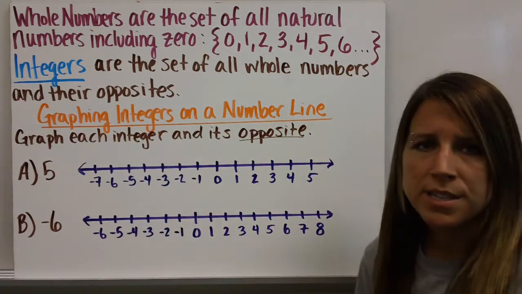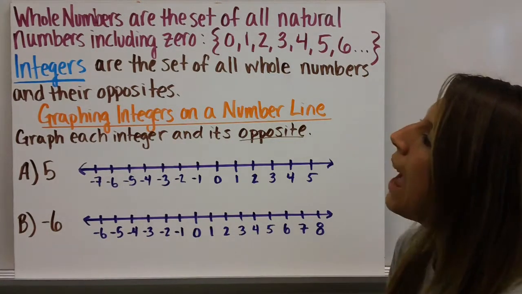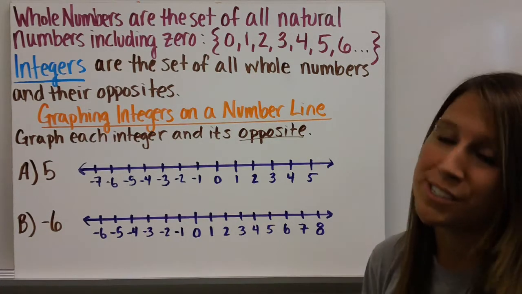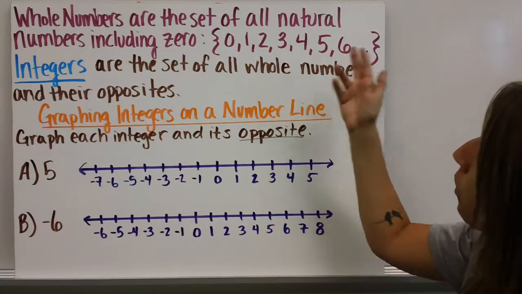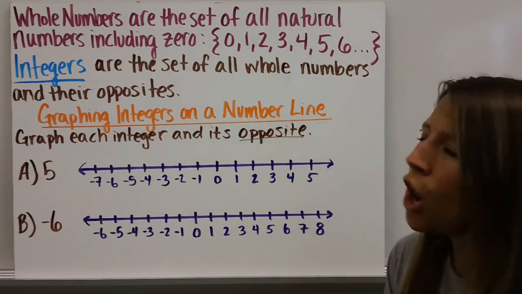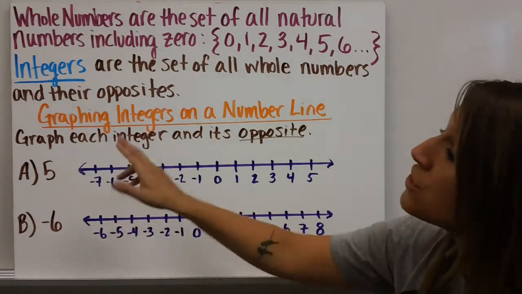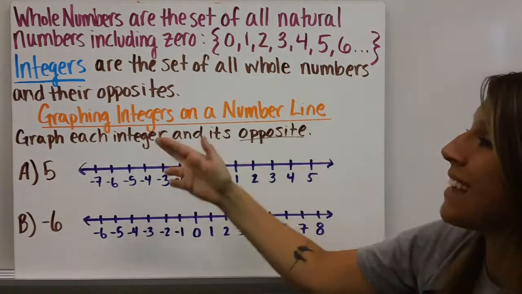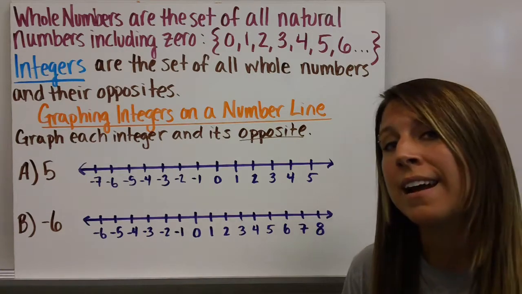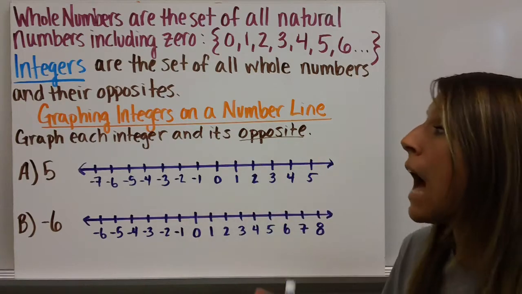Now, whole numbers are the set of all natural numbers, which you may know as counting numbers, all of those including 0. So, your whole numbers are 0, 1, 2, 3, 4, 5, 6, 7, 8, and so on. Now, integers are all of those numbers and their opposites. The definition says that integers are the set of all whole numbers and their opposites. So if we were to graph these integers on a number line, it would look like this. Graph each integer and its opposite.